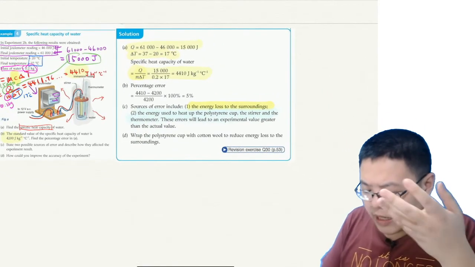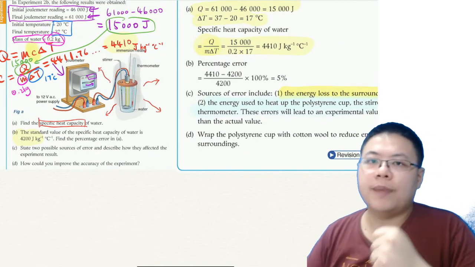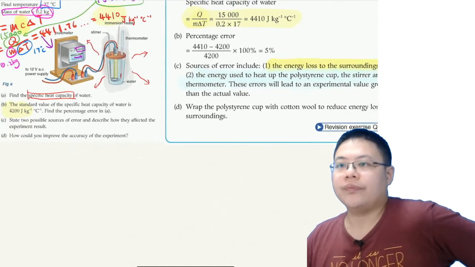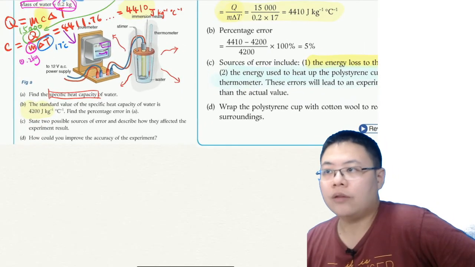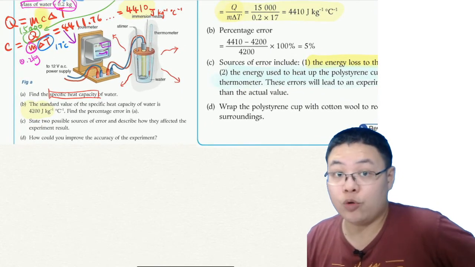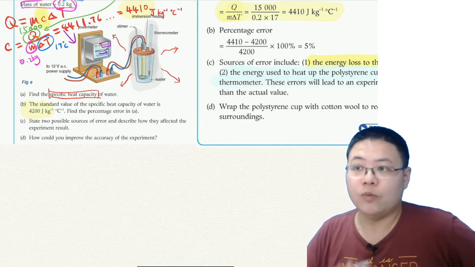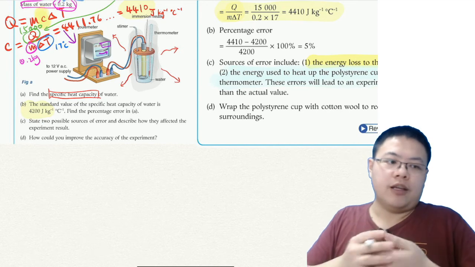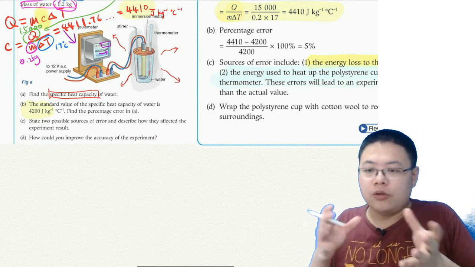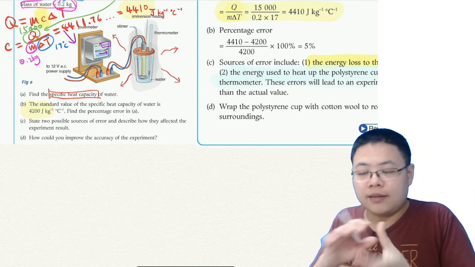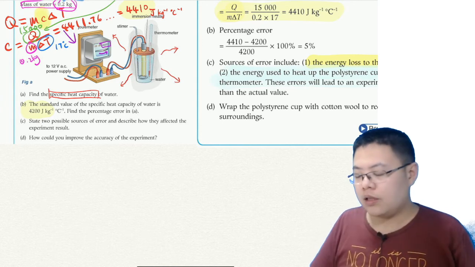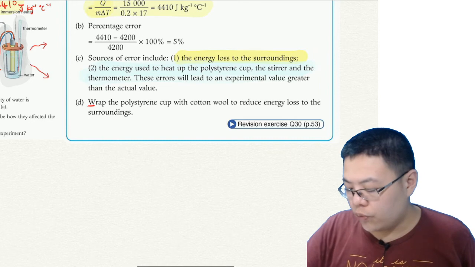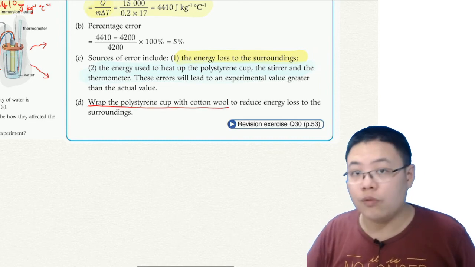Okay. And part D, the last part, is how do we reduce the error? How do we increase the accuracy? 點樣令到個實驗準確啲? If the problem is the energy loss to the surroundings, we try to keep it tight, try to reduce the energy loss. And one of the methods mentioned here is to wrap the cup with cotton wool.